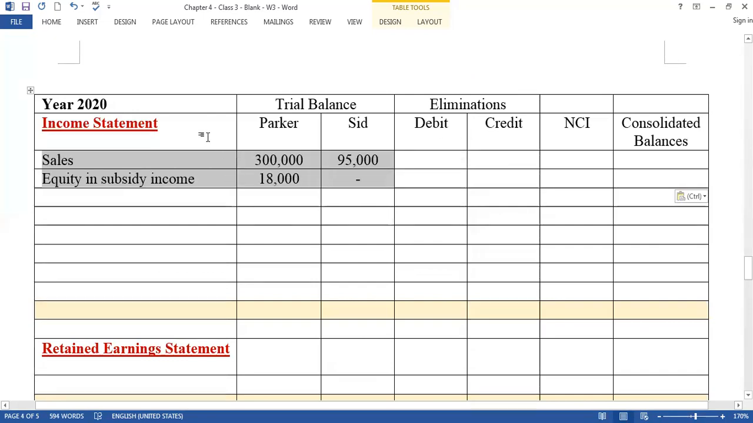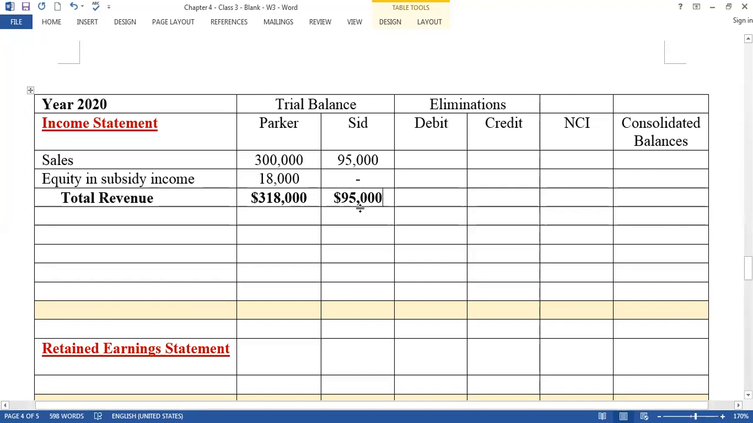So the income statement starts with sales revenue, and if it is the cost method, we will write dividend income here. Now we write equity income here. Now we can record the total revenue. What is the amount of total revenue? It is $318,000 for the parent company and $95,000 for the subsidiary company. So we find revenue, right?